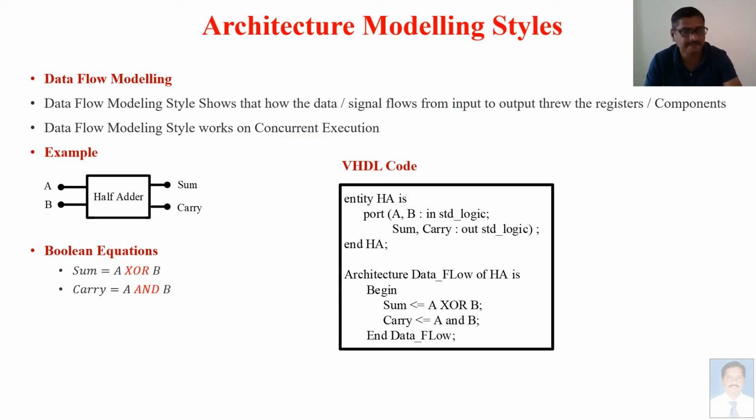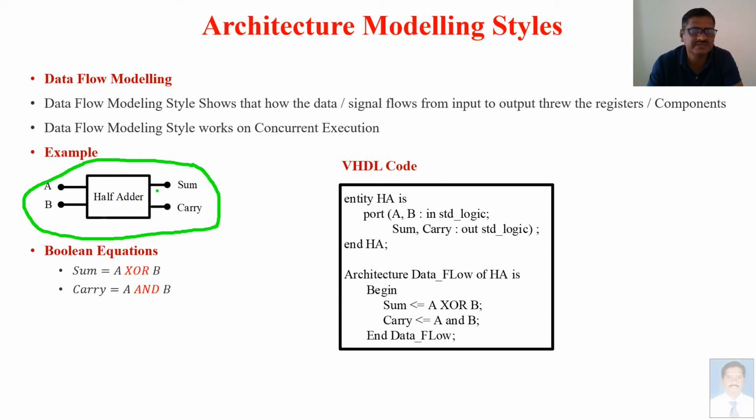In this case, first we should begin with the black box. Yes, already I have discussed that. This will help us to write the entity part. It will start with the reserved word entity followed by the name of the entity, which is HA, is port. Here A, B are the input ports, A, B colon in std_logic, and sum and carry out are the output ports, followed by the bracket, followed by the semicolon, and end HA. This is the entity declaration part.